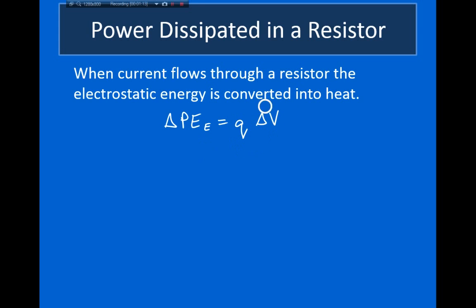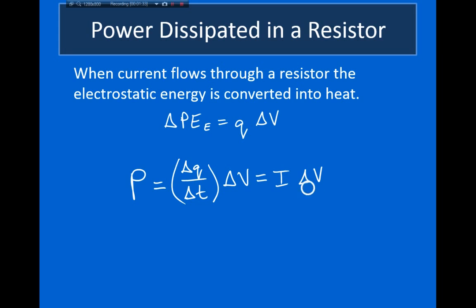Now, because the potential energy that's lost is equal to the charge that moves through a voltage difference times the voltage difference, the rate at which energy is lost is going to be equal to the rate at which charge moves through the voltage difference times the voltage difference. And since the rate the charge moves through something is called current, this is just equal to the current times the voltage difference over which the current flows, which we usually just call I times V.